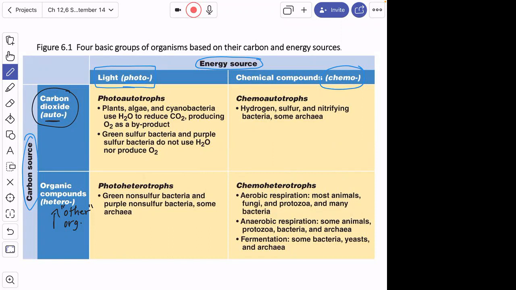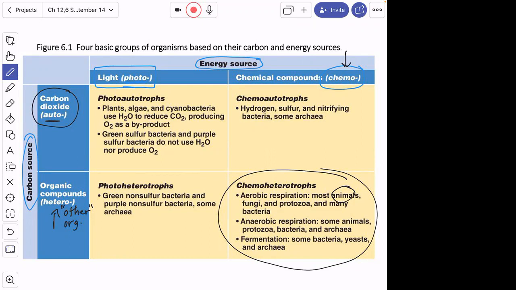Two different categories here are quite popular. All right, we got the chemoheterotrophs. That's the category that we belong in. Okay, so we get our energy source from the breaking of bonds and redox reactions like glycolysis, and we get carbon from organic compounds. So we're chemoheterotrophs. That's animals, fungi, lots of bacteria.